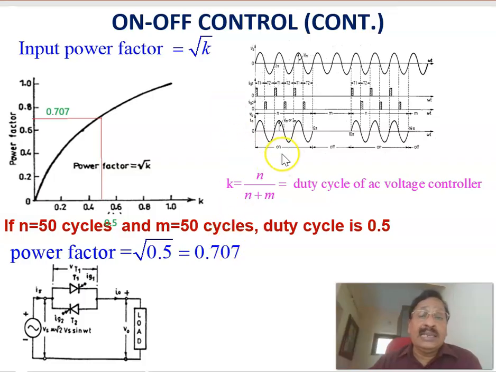As N and M change, the number of cycles for which the load is connected and the number of cycles for which it is disconnected will decide the input power factor. So the input power factor is equal to square root of K.